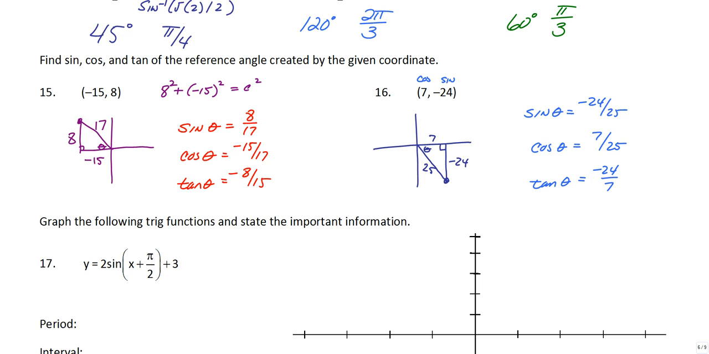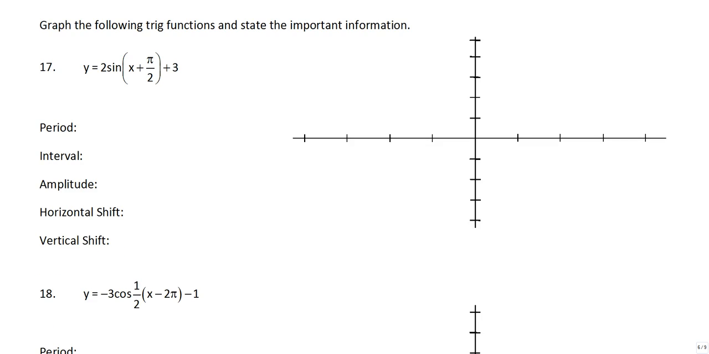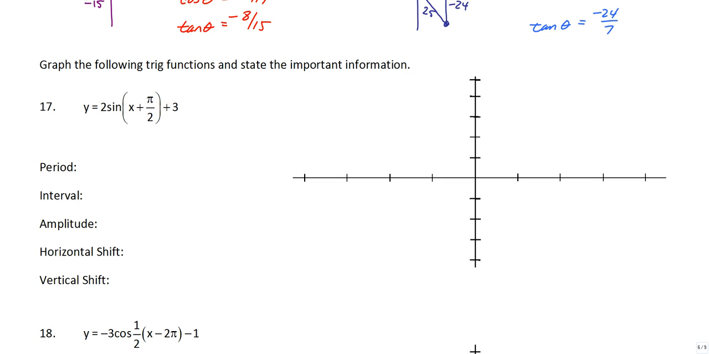Okay? Last two examples are on graphing. So let's talk about graphing. Period. It's always 2 pi divided by b. So, well, there's no b value. So our period is just 2 pi. Our interval is always the period divided by 4. So our interval is going to be pi over 2.